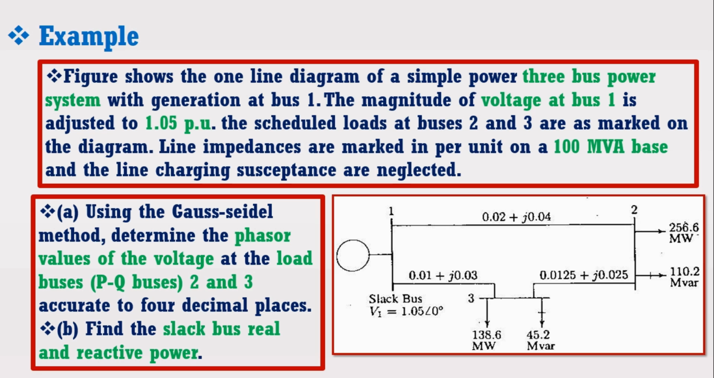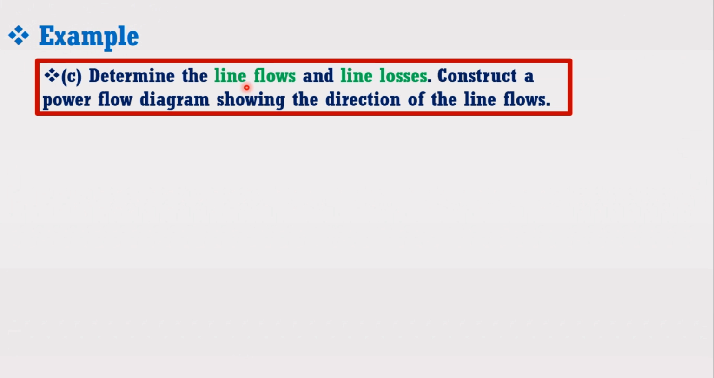At this stage, we have to determine the voltage at bus 2 and 3 using the Gauss-Seidel load flow method. Furthermore, we have to find the slack bus real and reactive power. In the end, we have to determine the line flows and line losses. The mathematical solution of this example can be found in the Hadi Sadat book. For your convenience, I have uploaded the example solution in the form of a PDF link in the description section. You can download it from there.